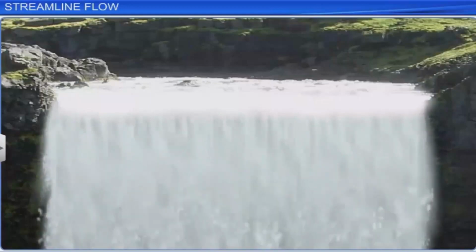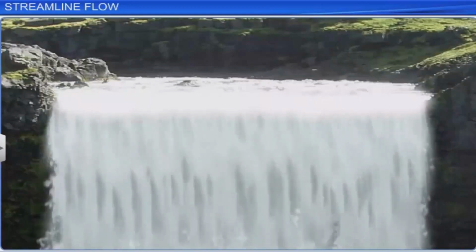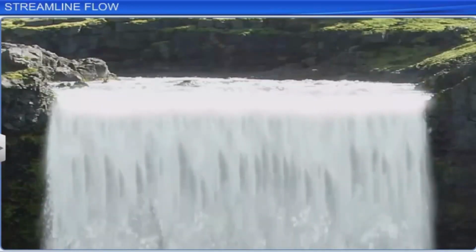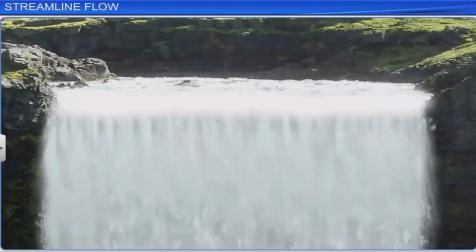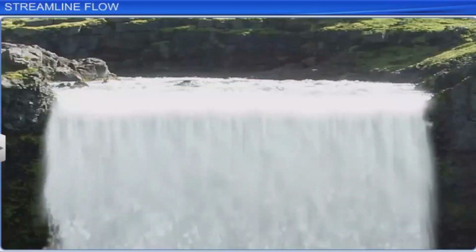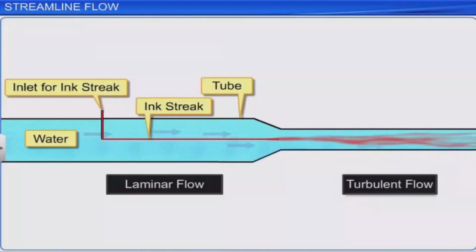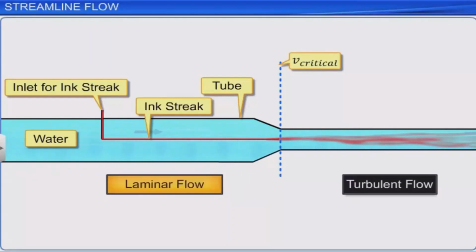So far, we have considered the laminar flow of fluids. In practical or real-time situations, the flow of fluids is not always laminar. The velocity of a particle at a point in a fluid varies with time. In such a case, the flow of the fluid is called turbulent flow. If the velocity of a particle in a fluid crosses a particular value, called critical velocity, the flow changes from laminar to turbulent.